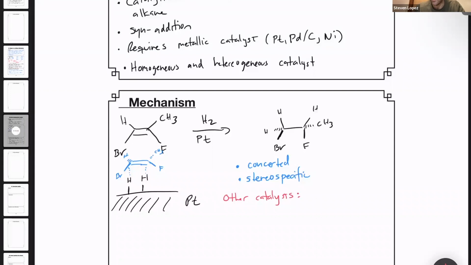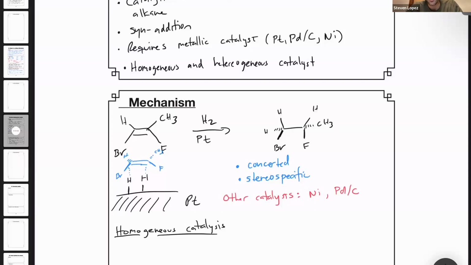So in addition to platinum, you'll see other catalysts like nickel and what's written as palladium over carbon. There's also the possibility of a homogeneous catalysis. And homogeneous catalysis is different from heterogeneous catalysis in one major way. Homogeneous catalysis means that the catalyst itself is dissolved in the solution in addition to the substrate. So everything is all dissolved. It is a homogeneous solution.